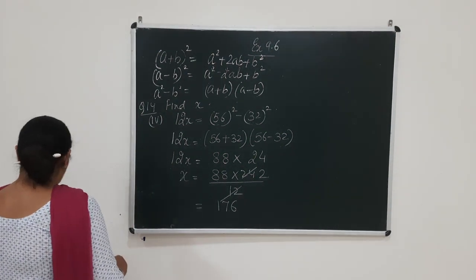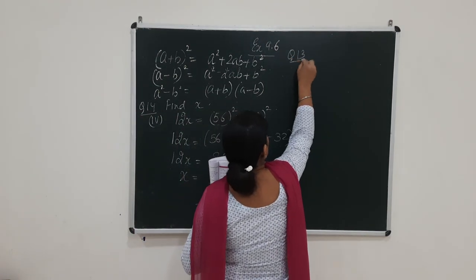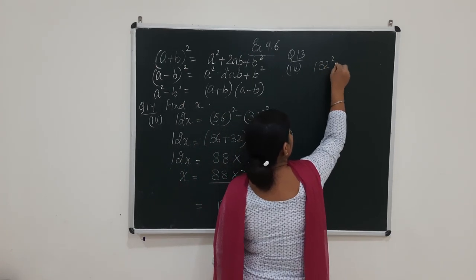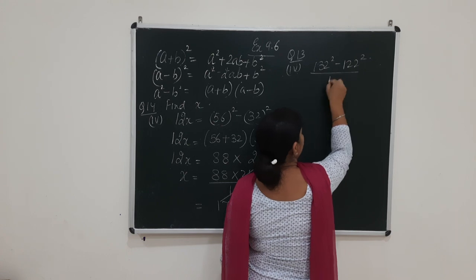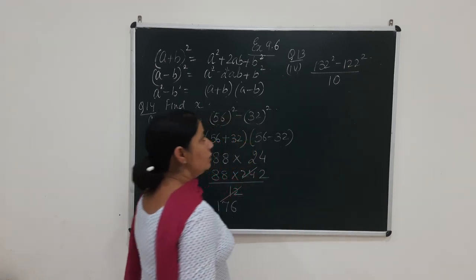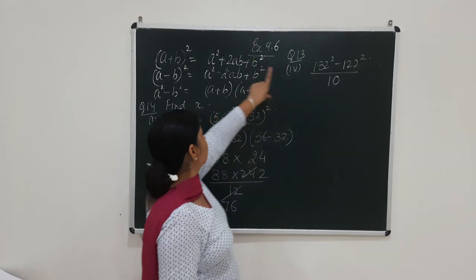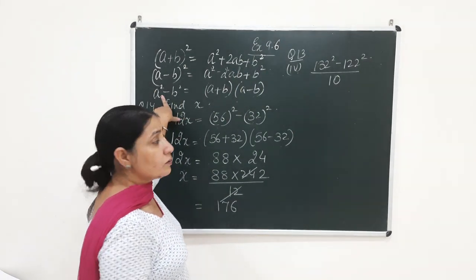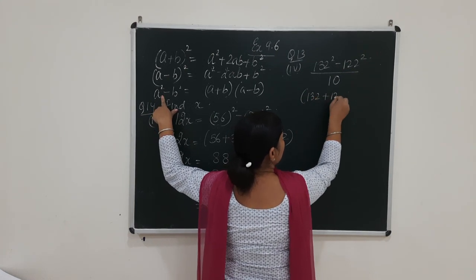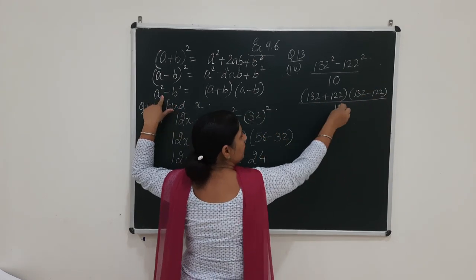Same way we can take up another part. Question number 13. Let's take the fourth question of question number 13. In the fourth question of 13, we have got 132 square minus 122 square divided by 10. As you can see again, 132 square minus 122 square, so it is resembling the third identity, which is a square minus b square. So in the numerator you will have two brackets. First will be 132 plus 122, and the second will be 132 minus 122, divided by 10.